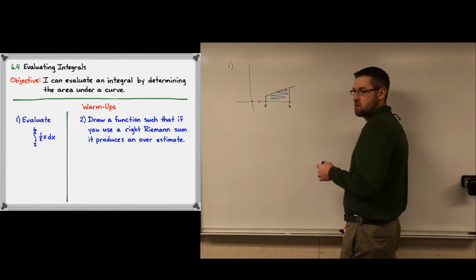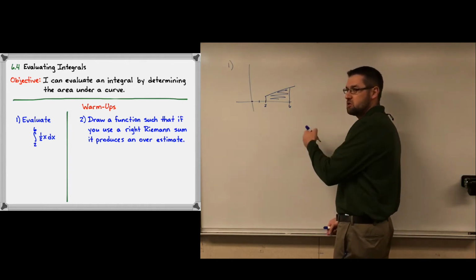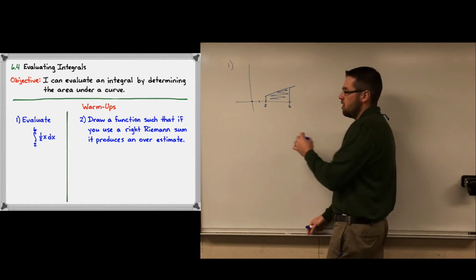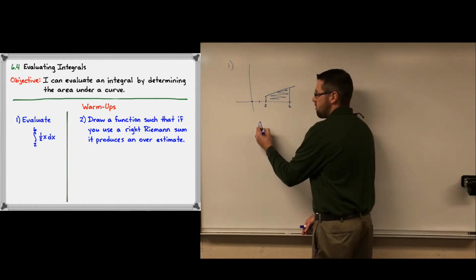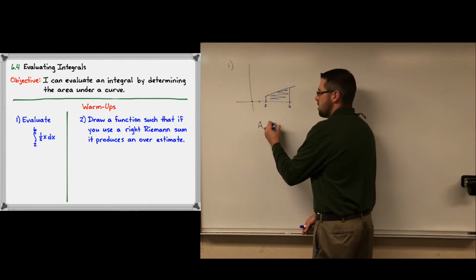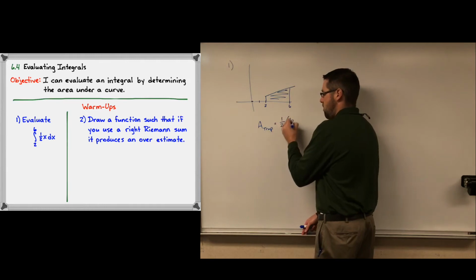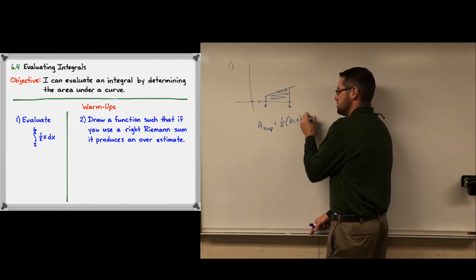Like cut it into trapezoids? Right. So it's good practice to know the area of a trapezoid. What is the area of a trapezoid? One-half b1 plus b2 times height.